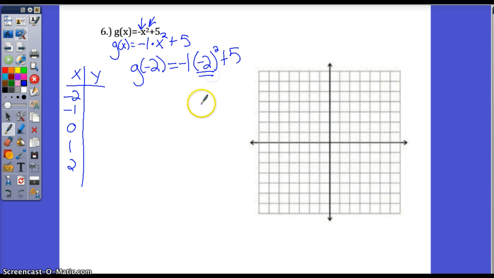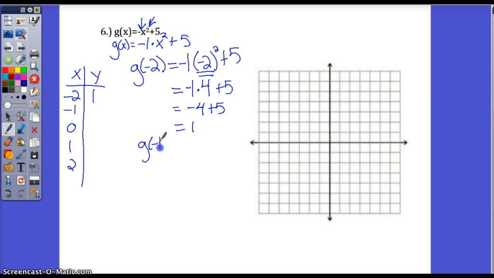Your negative's inside the parentheses, so negative 2 times negative 2 is positive 4 times your negative 1 plus 5. Negative 1 plus 4 is negative 4 plus 5, and you get positive 1. So negative 2, positive 1.